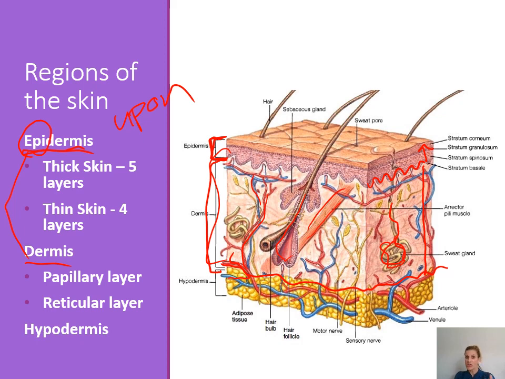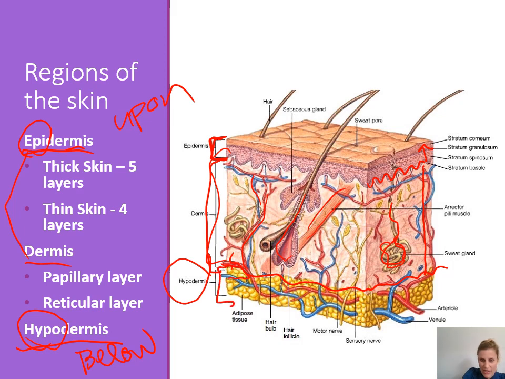The area underneath is not technically part of the skin, but we study it at the same time because it's very closely associated with the skin. The area underneath the dermis is called the hypodermis. Hypo means below. So the hypodermis is literally below the dermis. And you see the hypodermis right here.